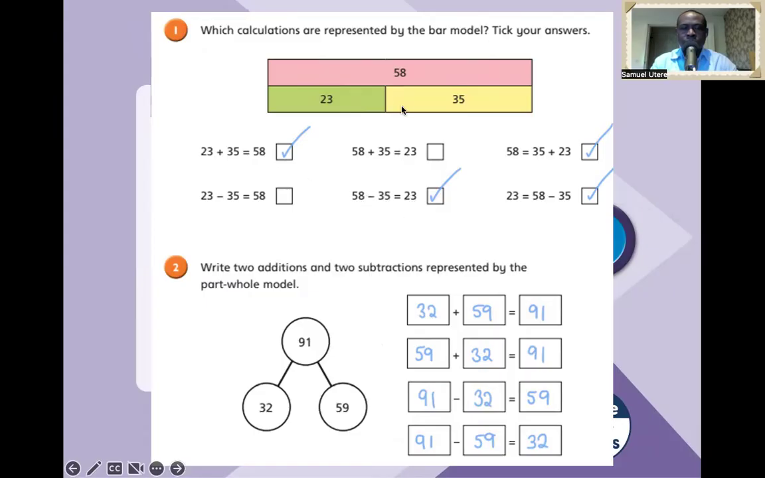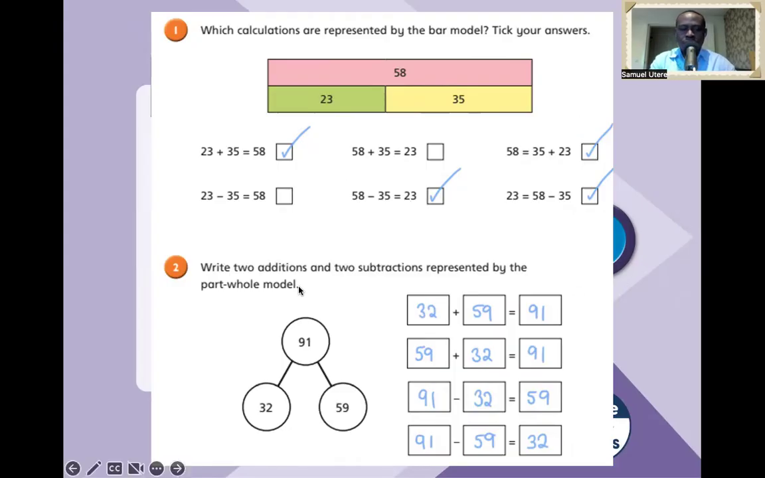This one as well, because imagine taking a slice of that from the 58 bar. So that is like saying 58 subtract 35, which will leave us with 23. And that calculation, you can represent with the bar model. So you can say 23 is equal to 58 minus 35. Okay. You can also represent it like this. Okay. 58 is equal to 35 plus 23.